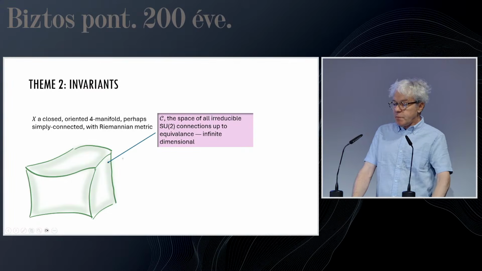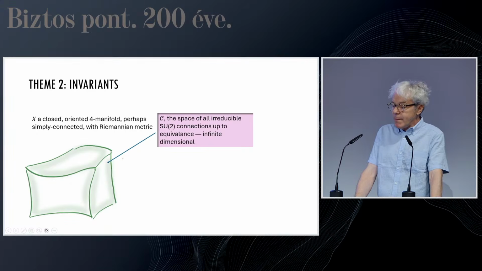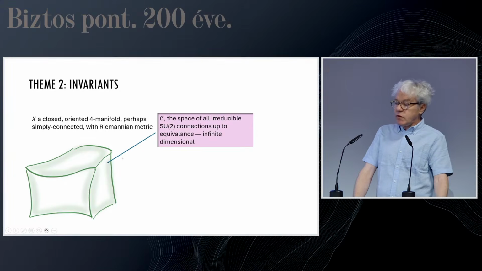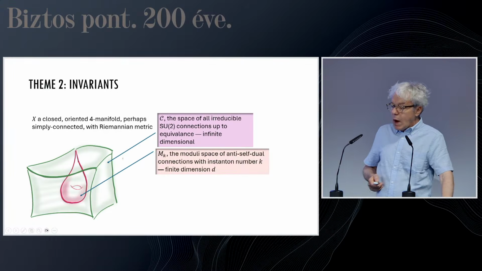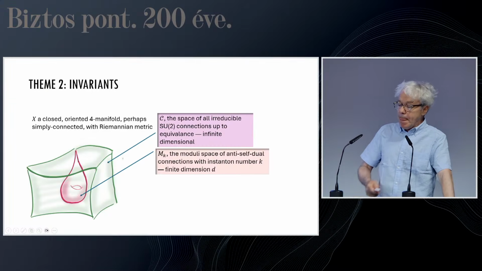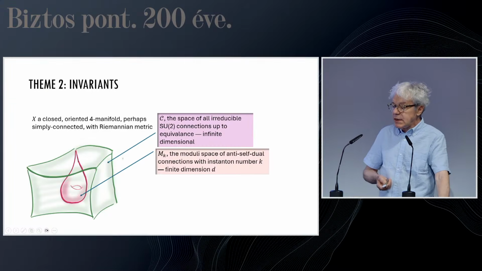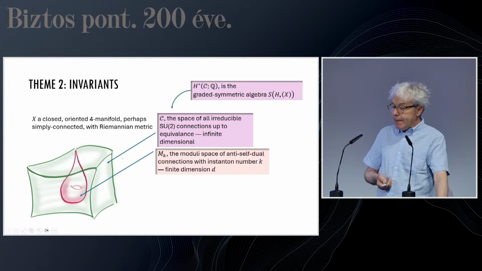Leaving aside proof by contradiction, theme 2 is invariants of manifolds. Rather than look at the self-dual connections, let's just look at all the connections on our four-manifold in this principal bundle. That's some infinite-dimensional space. I've called it C. It's a space we understand quite well. What we don't understand so well is the solution set to the self-dual equations. It sits inside there as a distinguished finite-dimensional subset.